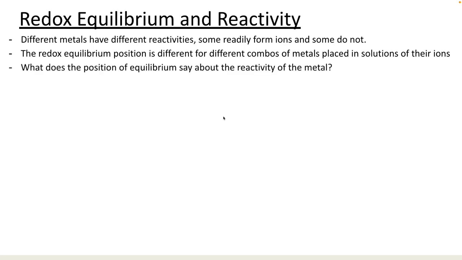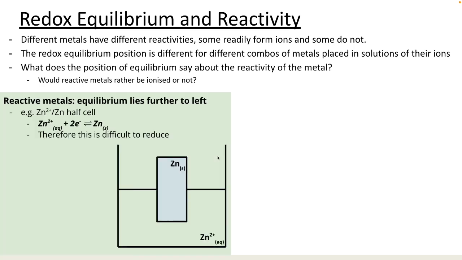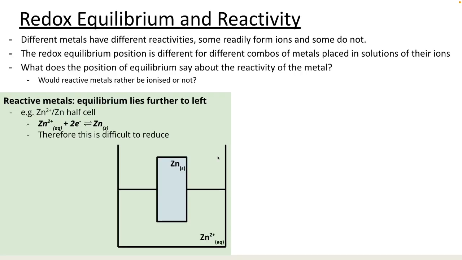So let's consider what the position of this equilibrium is saying about the reactivity of the metal. So this reactivity position is implying, is it a reactive metal or is it not a reactive metal? If we think in terms of metal reactivity, metals react by losing electrons. Metals react by undergoing oxidation. So if we have an equilibrium lying one side or the other, it's going to give an implication about that.